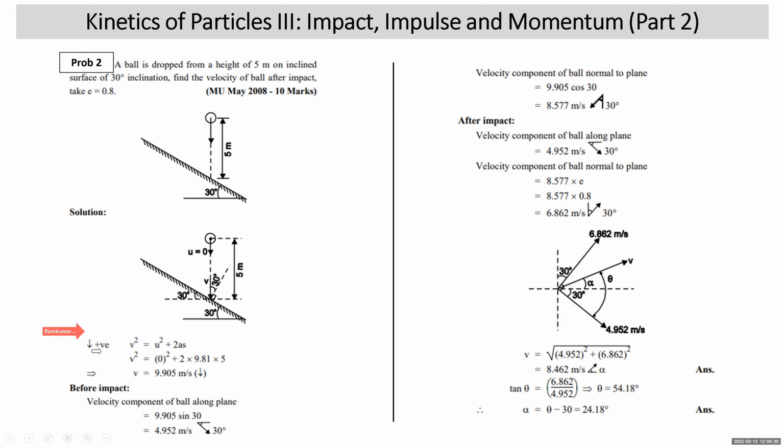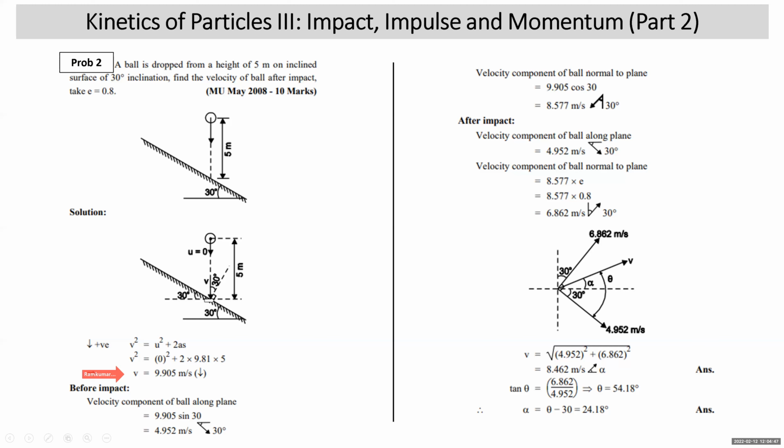Acceleration due to gravity, we are taking downward positive. So you get V square is 0 square plus 2 into 9.81 into h, where h is 5. So you get velocity 9.905 meter per second vertical down. So V, the velocity of the ball just before impact, is 9.905 meter per second.